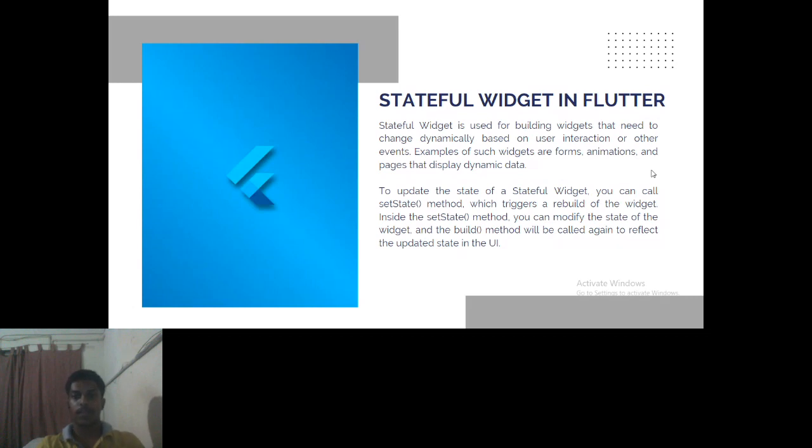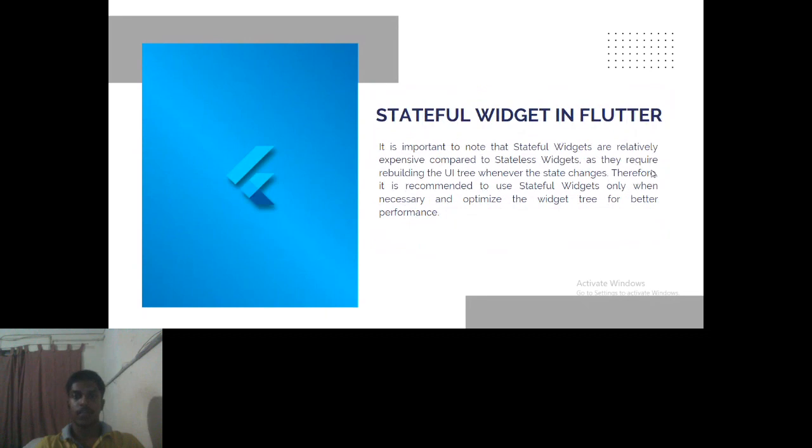To update the state of a stateful widget, you can use the setState method. So to update our stateful widget, there is a method called setState. Inside the setState method you can modify the state of a widget, and the build method will be called again to reflect the updated state in the UI. So after modifying some state in this widget, the build method is called again for the modified widget with the updated UI.